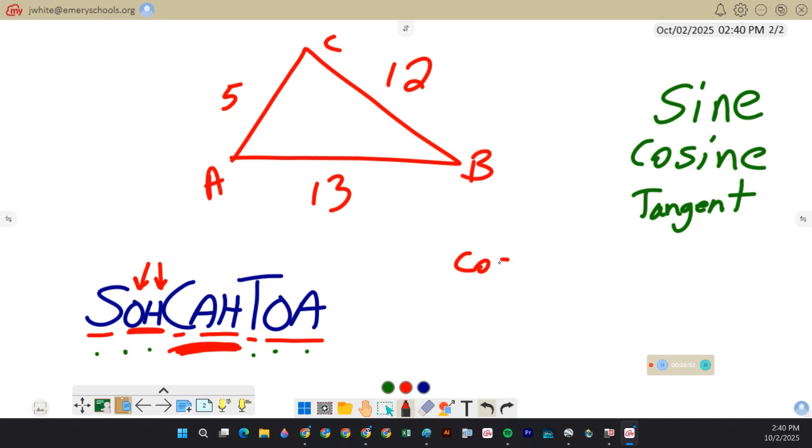What is the cosine of B? So look at angle B. Cosine only works if there's a right angle. Is there a right angle? C is a right angle. No, this only works if there's a right angle, and I have a right angle.